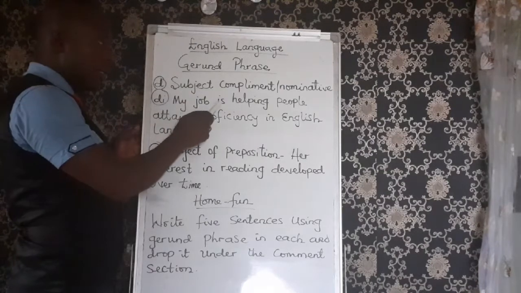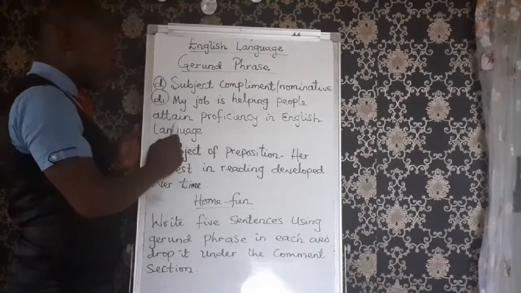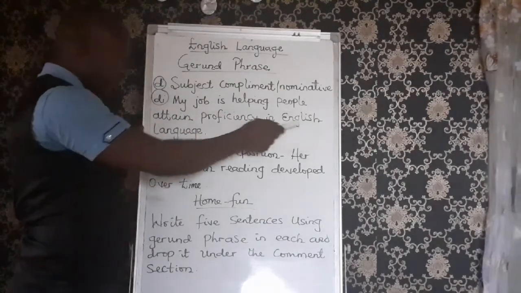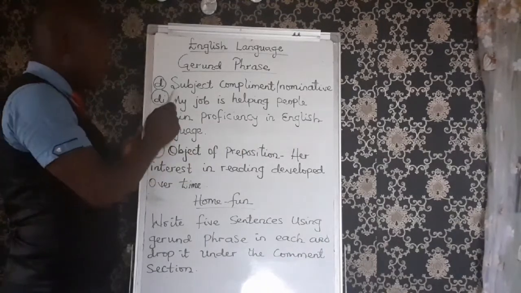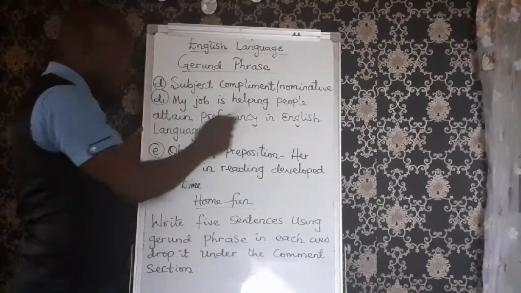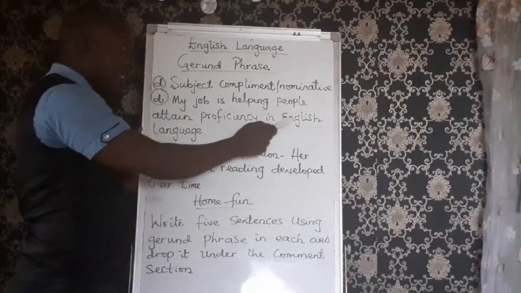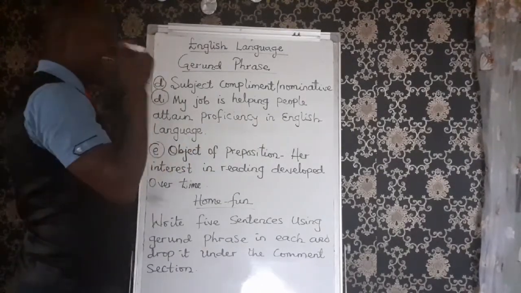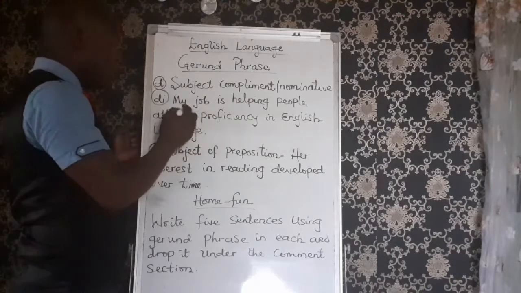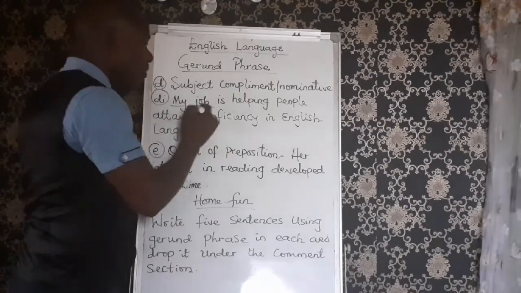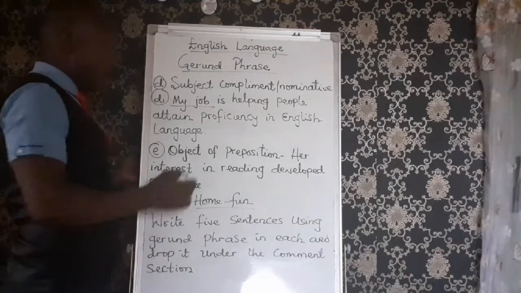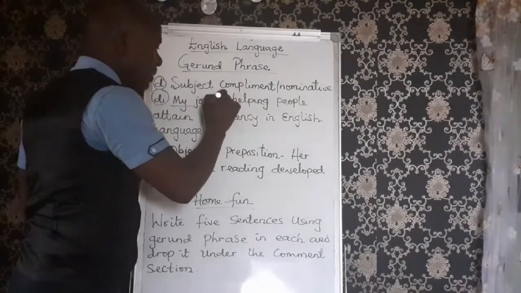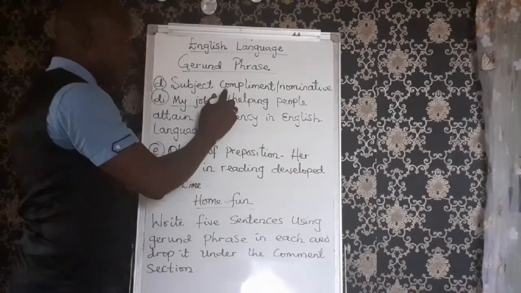My job is helping people attain proficiency in English language. All right, what's the subject of this sentence? What's the sentence all about? The sentence is all about my job. Okay, now what's the verb there? The verb is. Okay, that's the verb there.